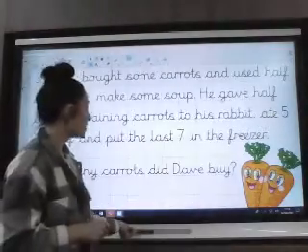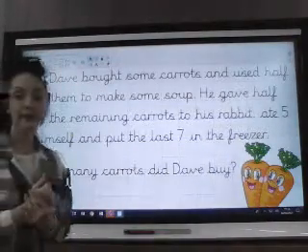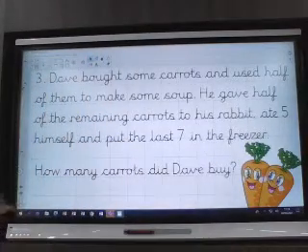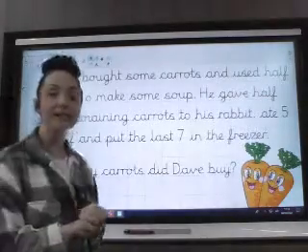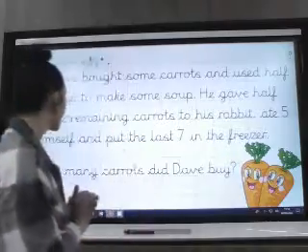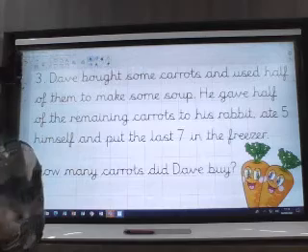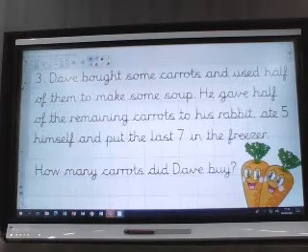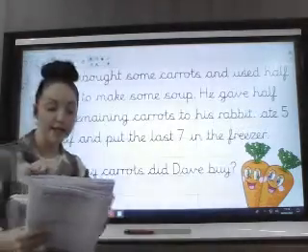Question 3 says, Dave bought some carrots and used half of them to make some soup. He gave half of the remaining carrots to his rabbit, ate 5 himself, and put the last 7 in the freezer. How many carrots did Dave buy? Okay, this one, it sounds more confusing than it is.